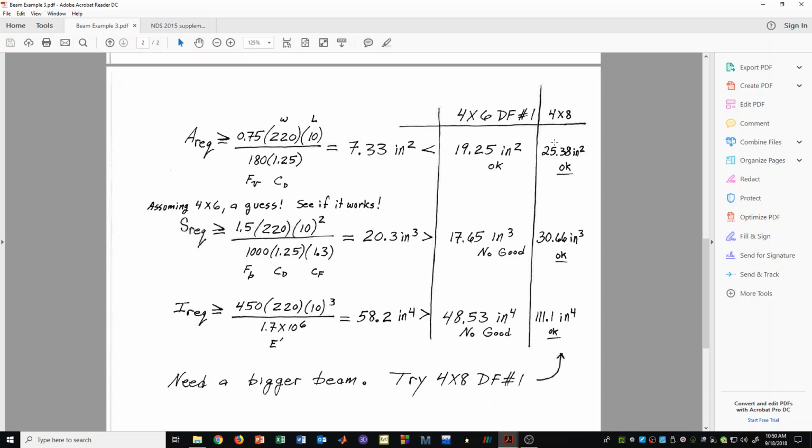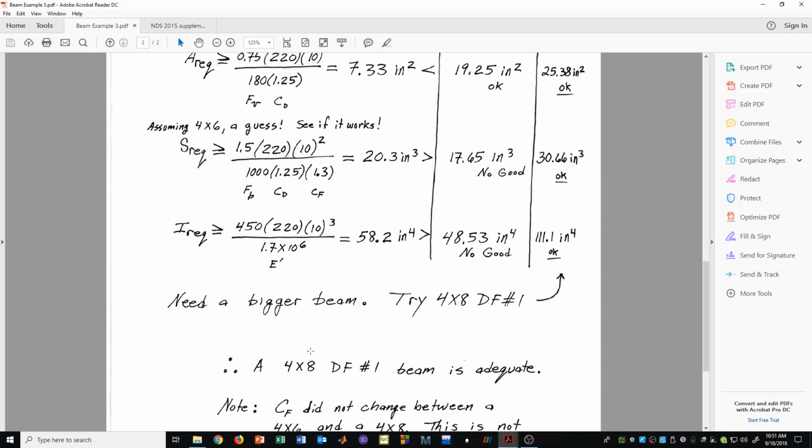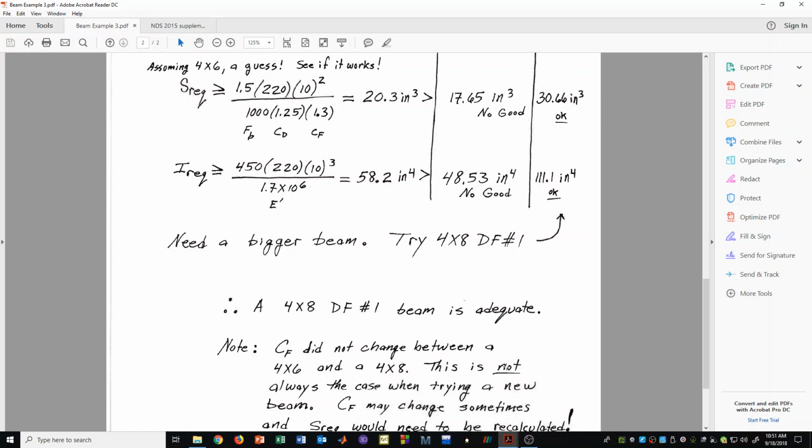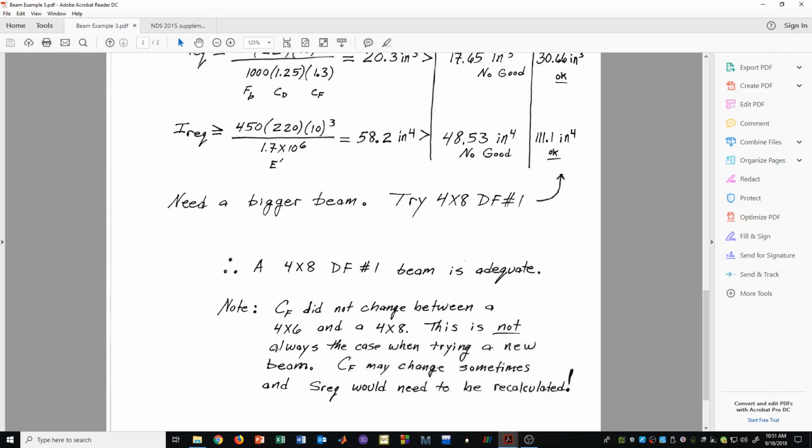If we went and looked in the section properties table in the supplement, we would find these values listed here. Again, our area is greater than what's required. Our section modulus for the 4x8 is greater than what's required. And lastly, our moment of inertia is greater than what is required. And therefore, a 4x8 Douglas fir number one beam is adequate. C sub F did not change between a 4x6 and a 4x8. This is not always the case when trying a new beam. C sub F may change sometimes, and S required would need to be recalculated.